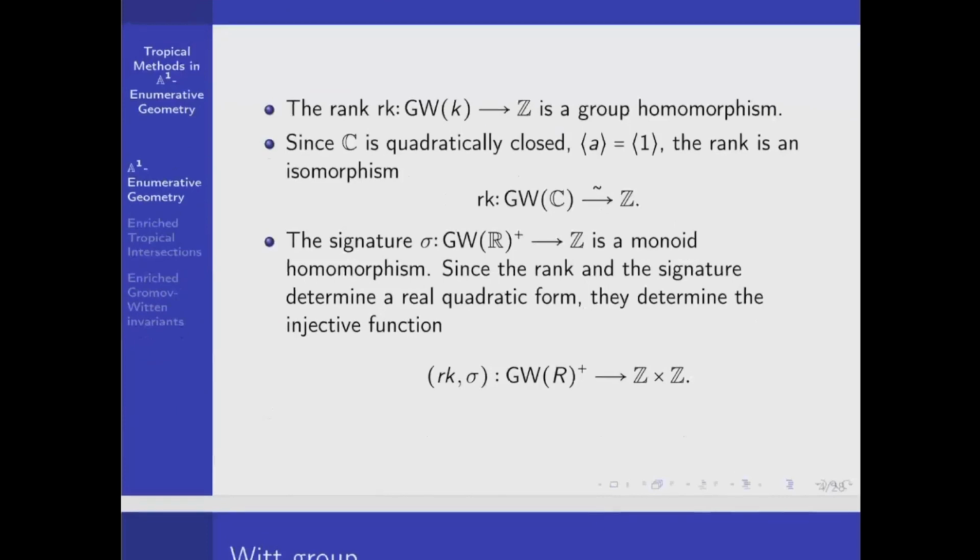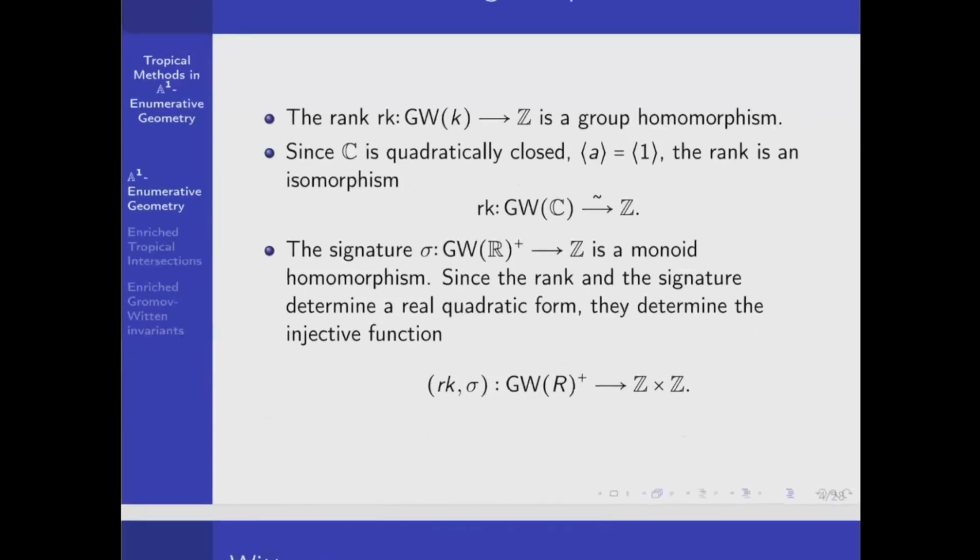So if your field is algebraically closed, right? There's only one generator because everything is a square. So for the complex numbers, there's one generator and all the relations are trivial. In that case, we have a free group in one generator, and this isomorphism is given by the rank, okay? So the rank takes a quadratic form and just sends it to the rank.